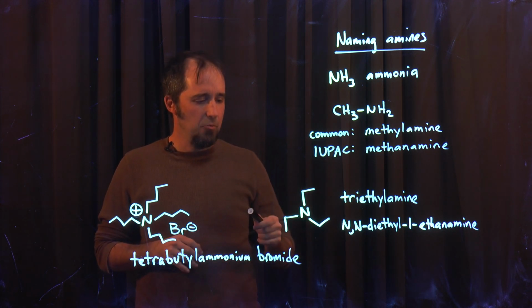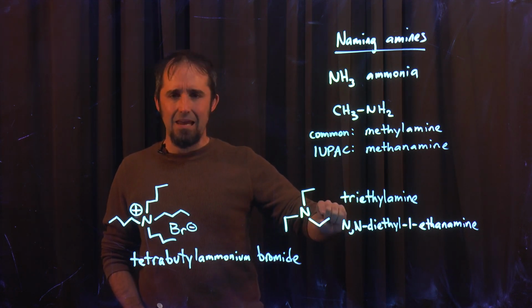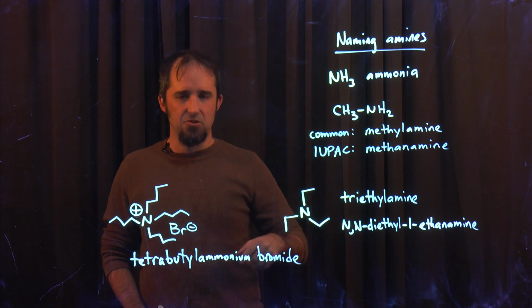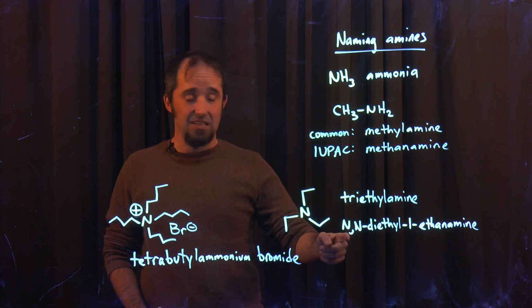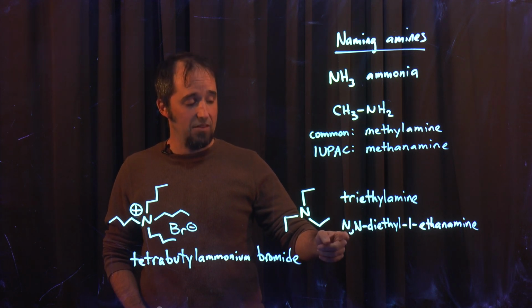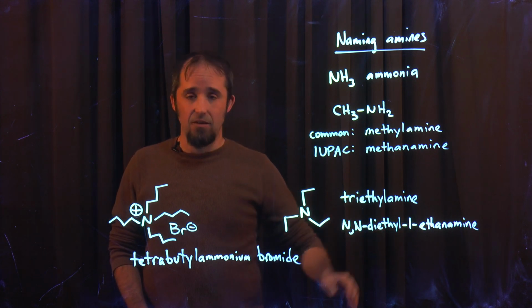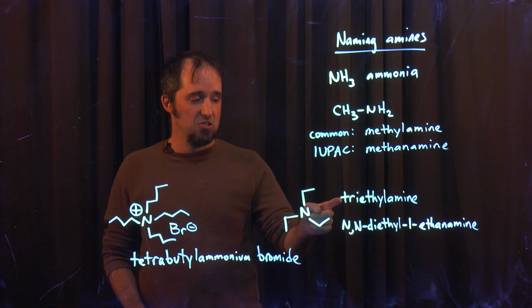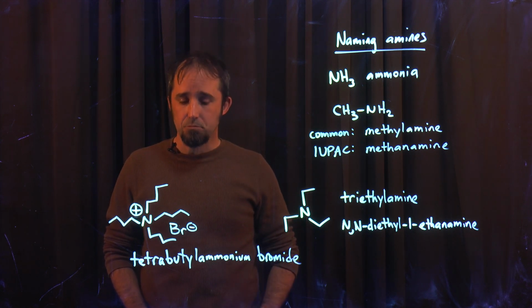The IUPAC name here would sort of force you to choose one of these chains as the main chain, and then you call the other 2 substituents. So this would be N,N-diethyl. N tells you where the substituent is connected to. N,N-diethyl-1-ethanamine. Again, most people would just call this triethylamine. It's an amine with 3 pieces on it.